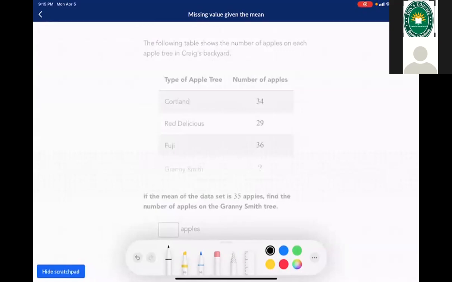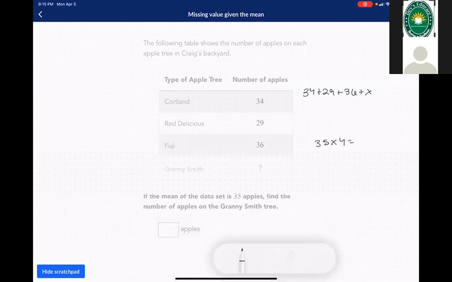Okay, so if the mean of the data set is 35 apples, find the number of apples on the Granny Smith tree. So 34 plus 29 plus 36 plus x. 35 times 4 equals 140. So 140 minus 34 equals 106 minus 29 equals 77 minus 36 equals 41.